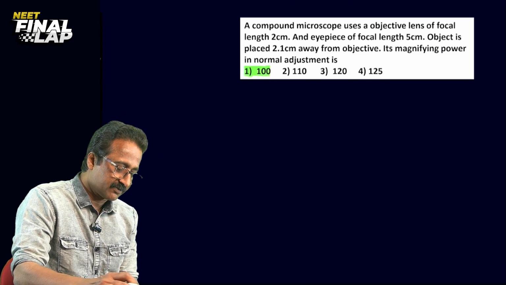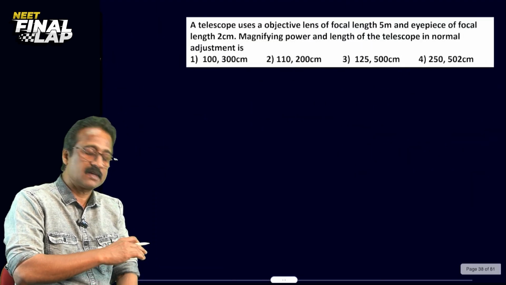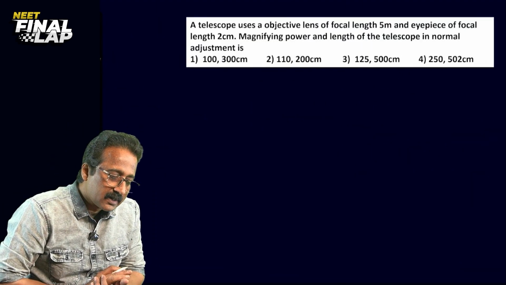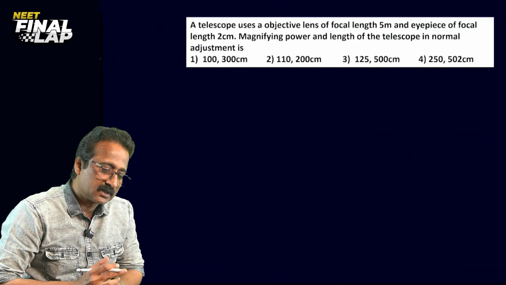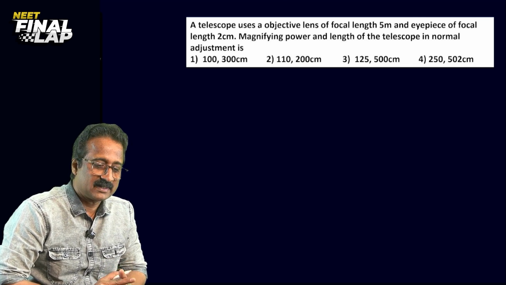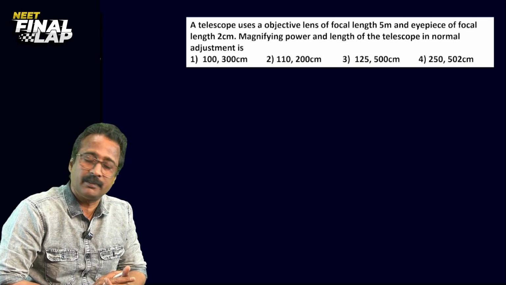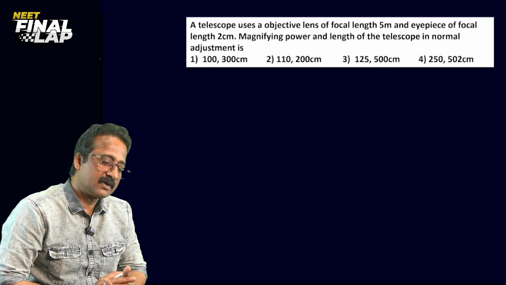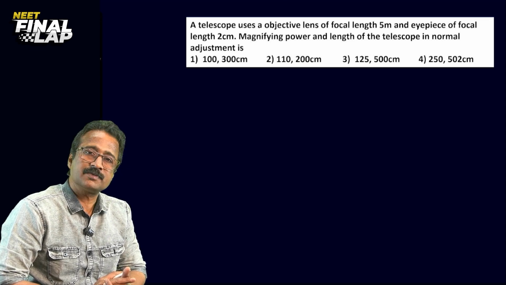Here comes, my friends, the last question of this chapter. It's about a telescope. A telescope uses an objective lens of focal length 5 meter and an eyepiece of focal length 2 centimeter. What are the magnifying power and length of the telescope in normal adjustment?